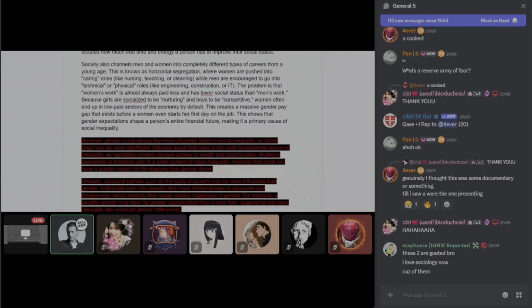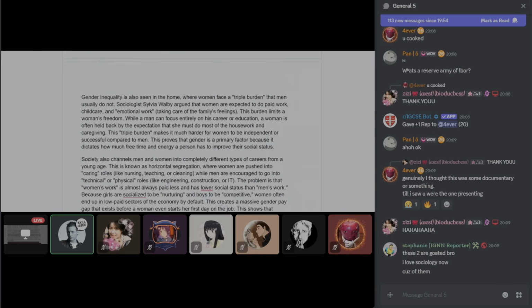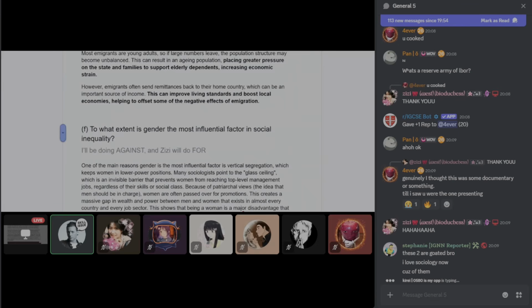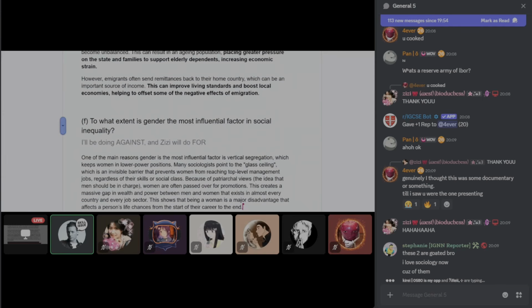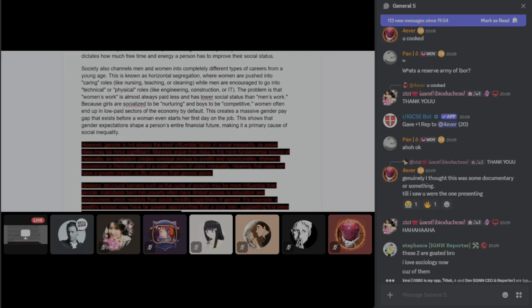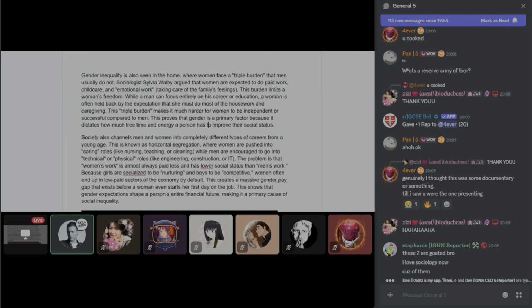Let me go back and reintroduce the question, just to refresh you. To what extent is gender the most influential factor in social inequality? So when you come to against here, you have to argue that gender is not the most influential factor, and over here you will have to reintroduce other factors. So would anyone like to answer this? I see people are typing.